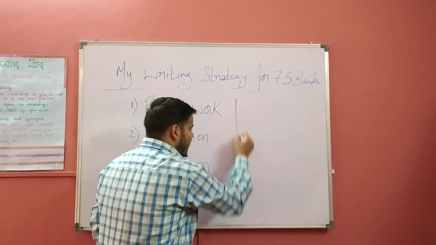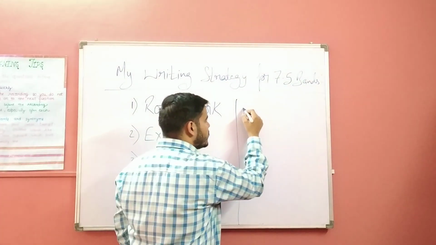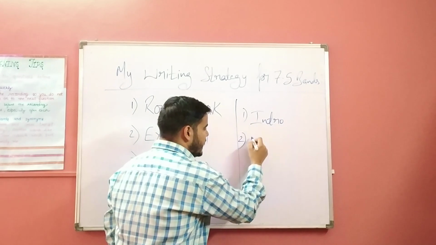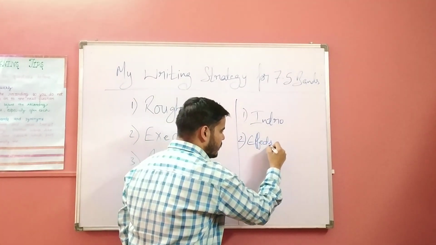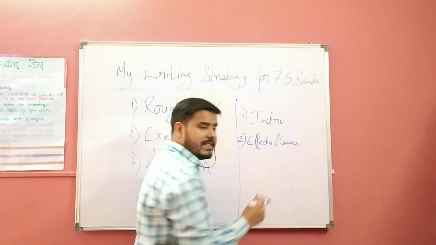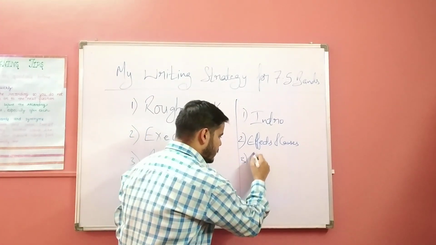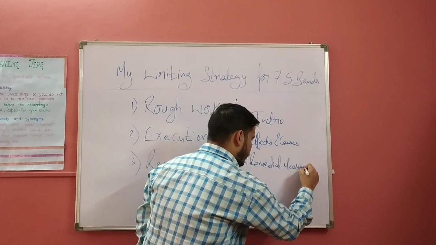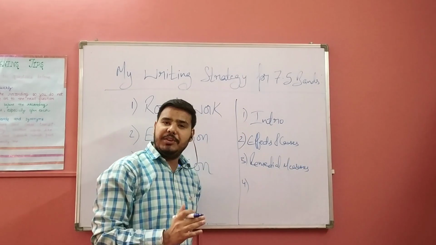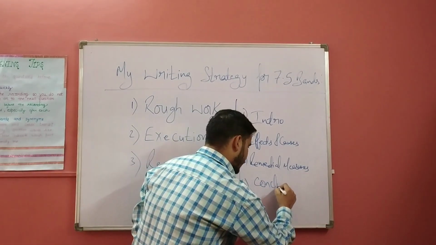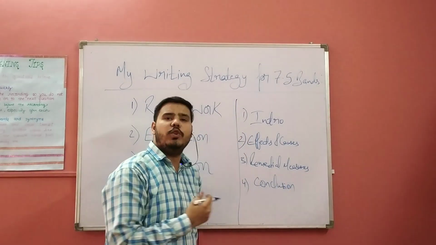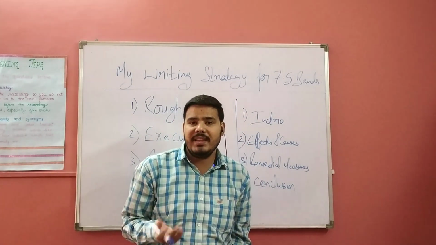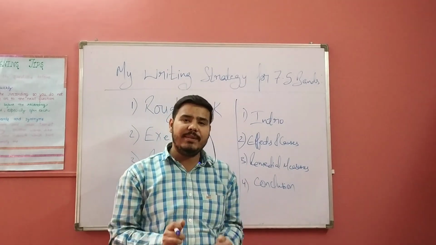Now, the essay is divided into 4 categories. The first one is going to be an introduction. Alright. Second one is going to be effects and causes. Third, remedial measures. And fourth is going to be conclusion. Now, your essay is going to be divided into these 4 parts which I actually wrote in my exam. Now, how are you going to divide those 10 minutes?